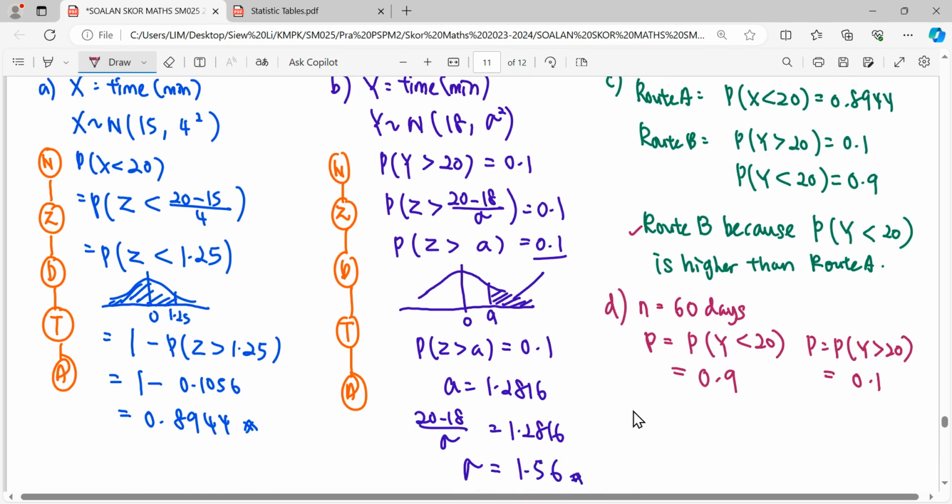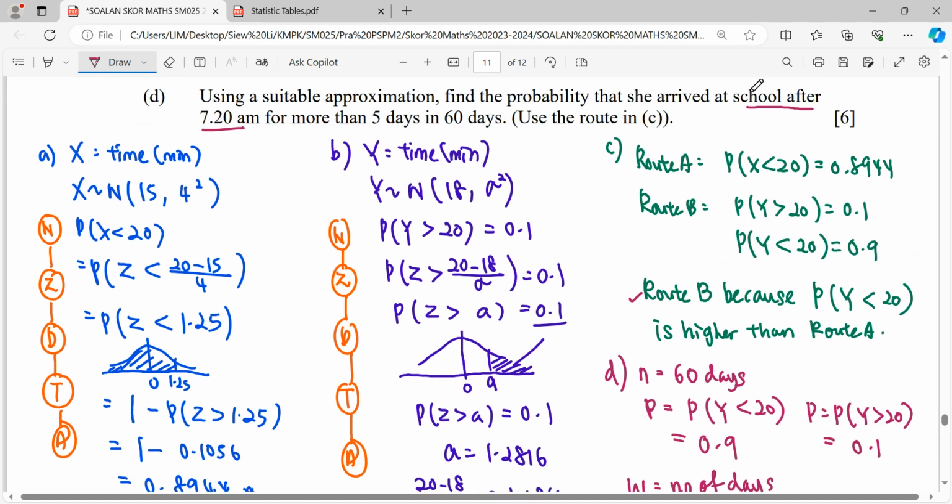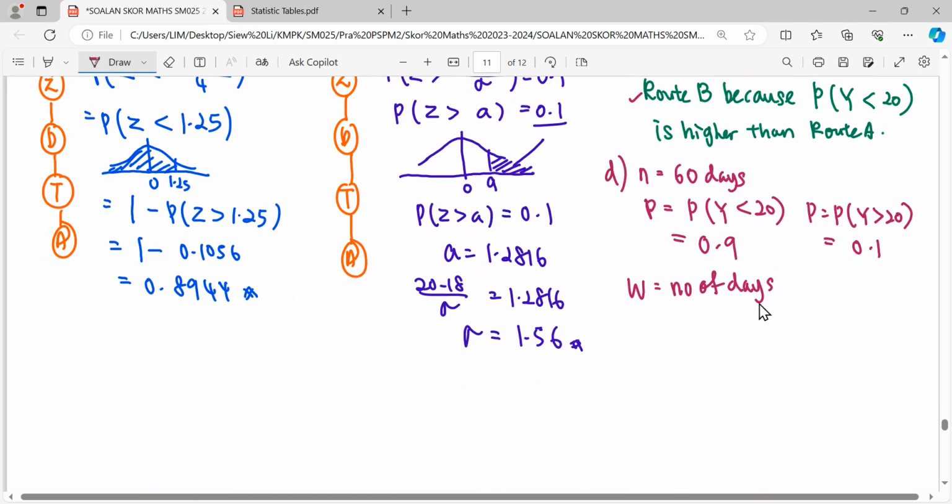Therefore, we denote here a new random variable W, where this is the number of days where the journey time to reach the school is more than 20 minutes. So W is distributed binomial, 60 days, more than 20 minutes, probability is 0.1.